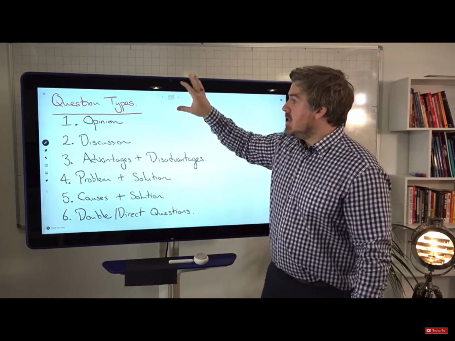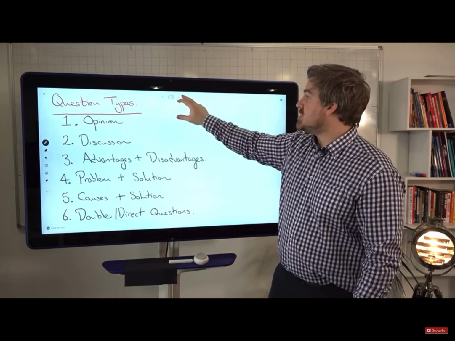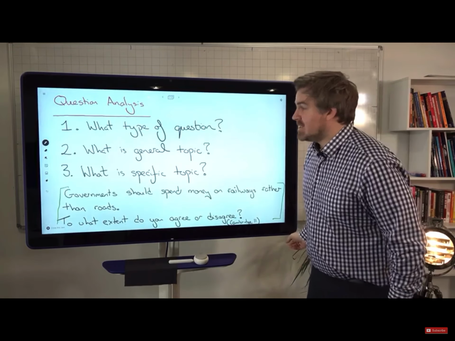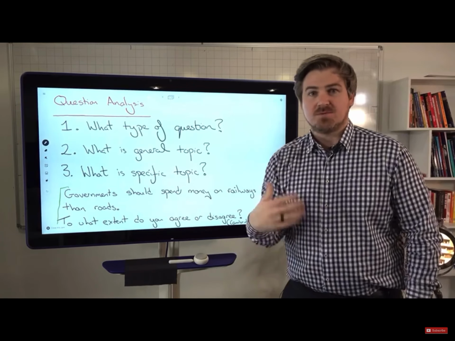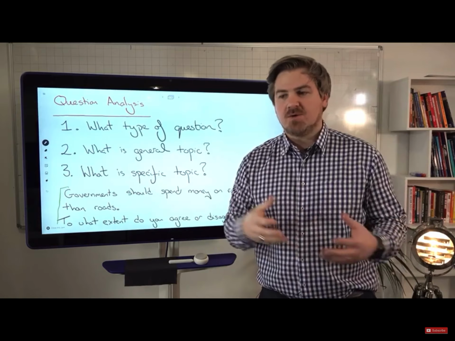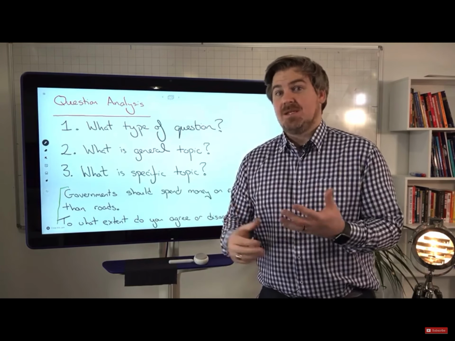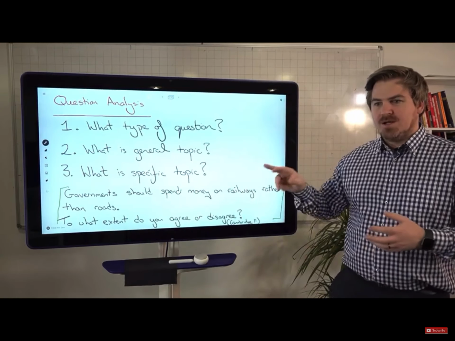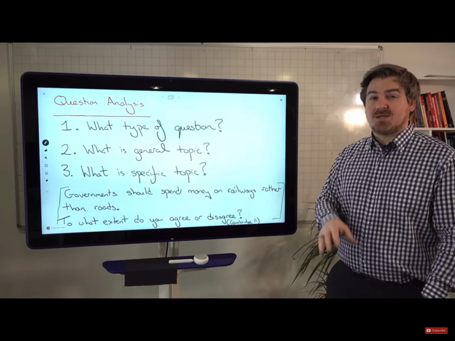All right, so when you see the question, you need to understand what type of question it is first. Then you need to analyze the question. So the first question you need to ask yourself when you see the question is, what type of question is it? Is it a discussion question, an advantages or disadvantages question? And you wouldn't believe the number of students who see the question like this one here and just immediately start writing and don't actually think about what they're asking you to do.